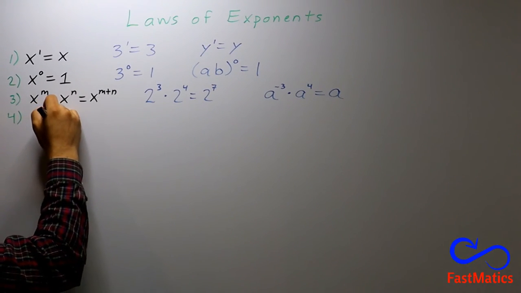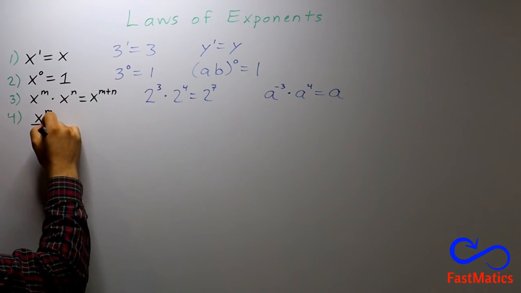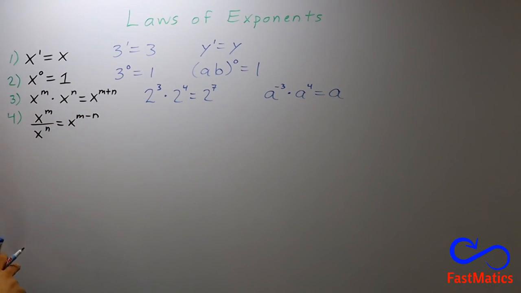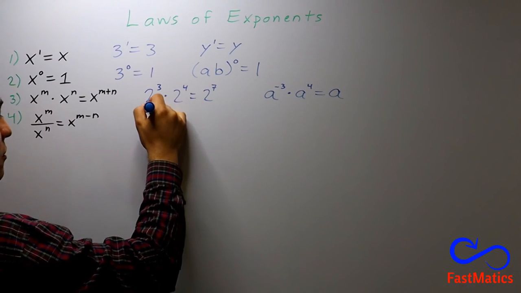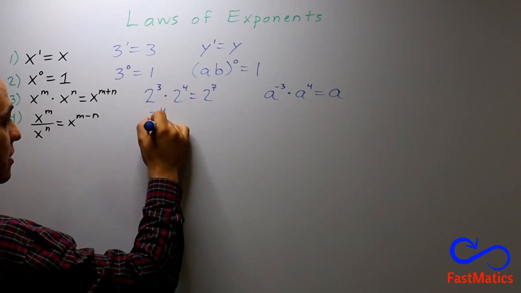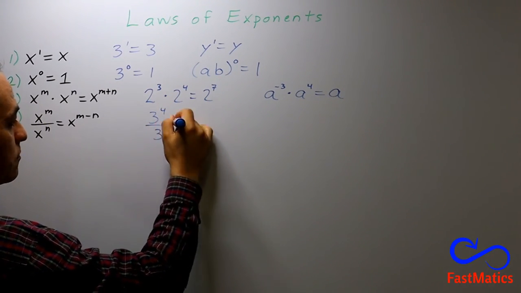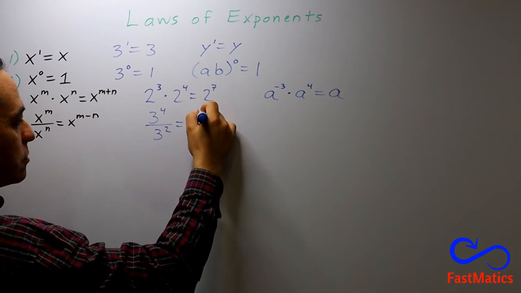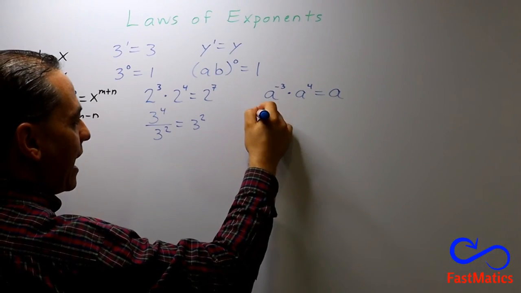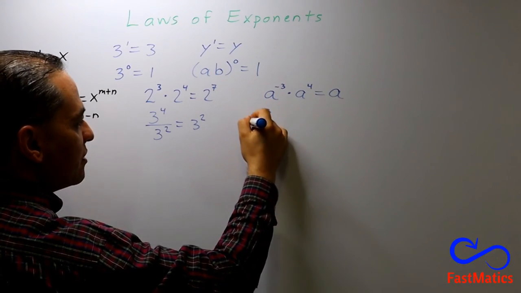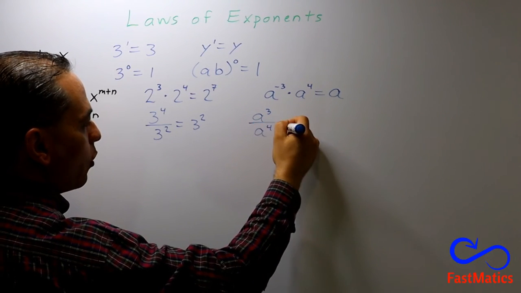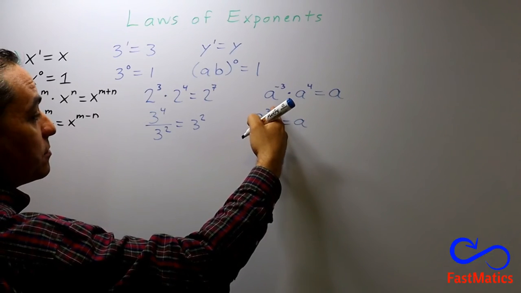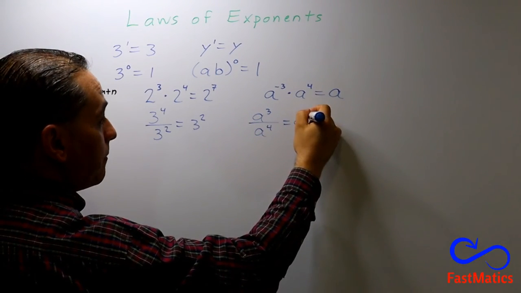If we divide the same base with different exponents, we are going to subtract those exponents. For instance, 3 to the power of 4 divided by 3 to the power of 2 equals 3 to the power of 4 minus 2, 2. Another example, a to the power of 3 divided by a to the power of 4. We are going to write a to the power of, we subtract 3 minus 4, negative 1.